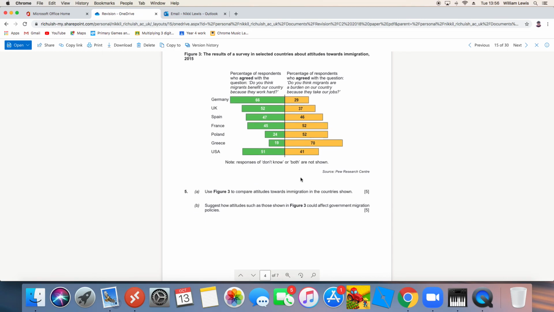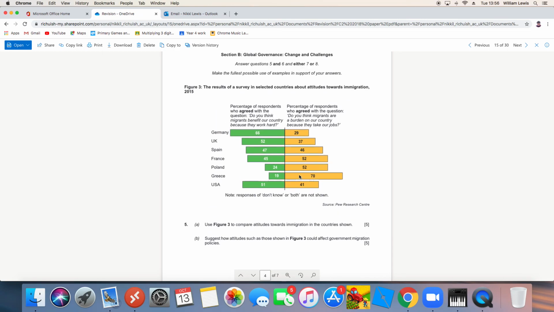Okay, so it was just our first little look at exam questions. Just take some notes on that, and we will revisit exam questions another time after half term.